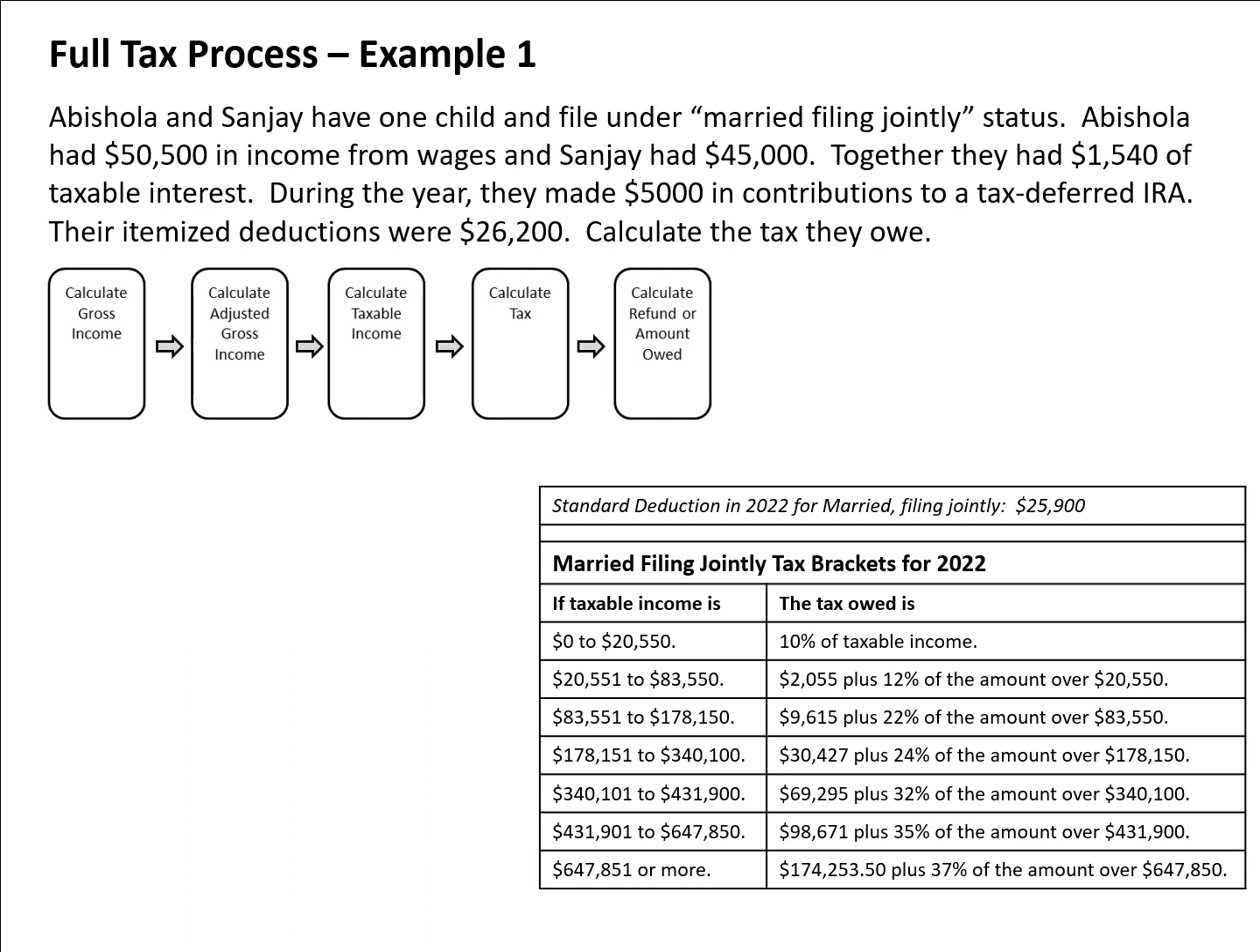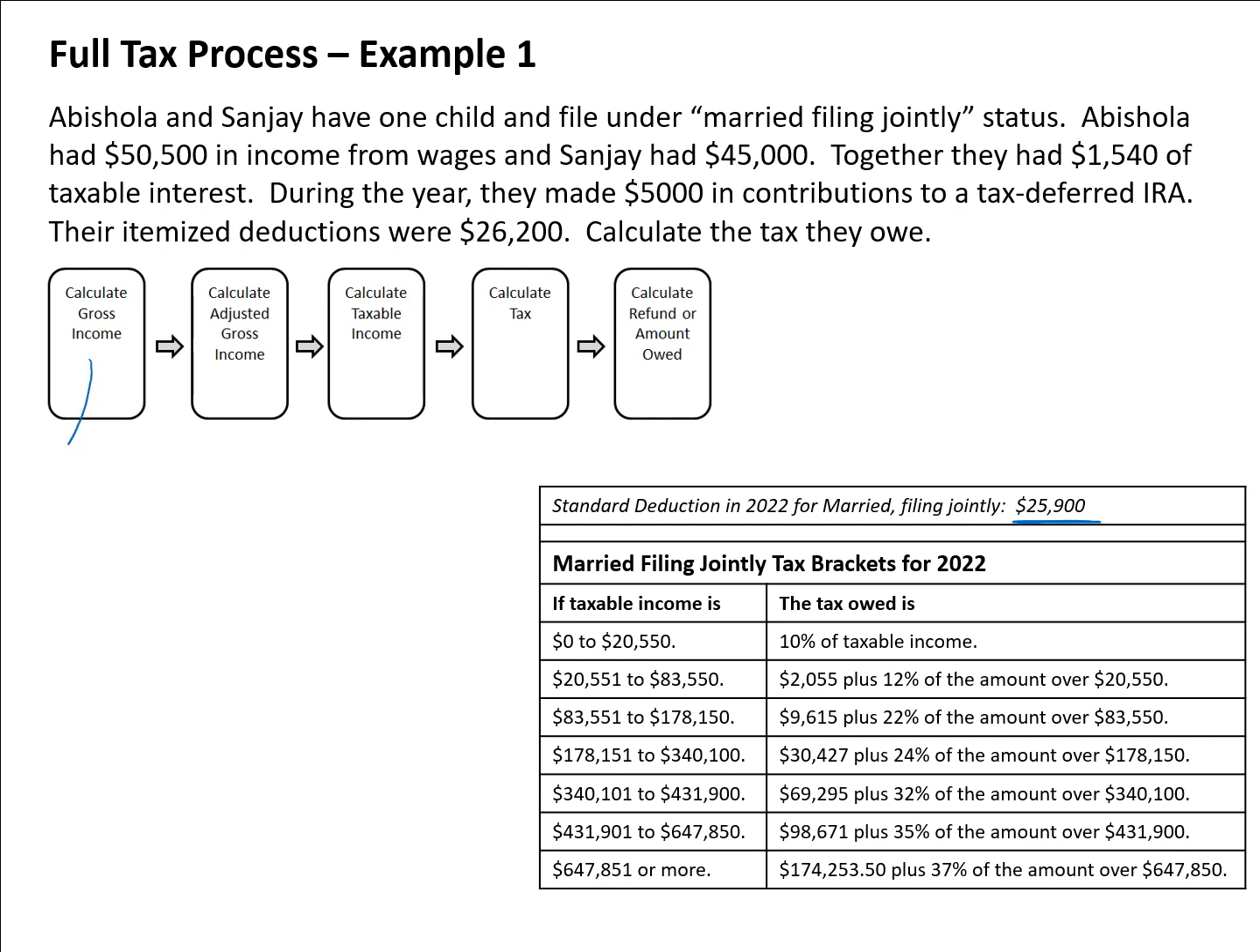Together, they had $1,540 of taxable interest. During the year, they made $5,000 in contribution to a tax-deferred IRA. Their itemized deductions were $26,200. Let's go ahead and calculate the tax they owe. And I've got the tax table for married filing jointly here on the page. I also have the standard deduction for married filing jointly, which is $25,900. So we'll use that information as we go along.